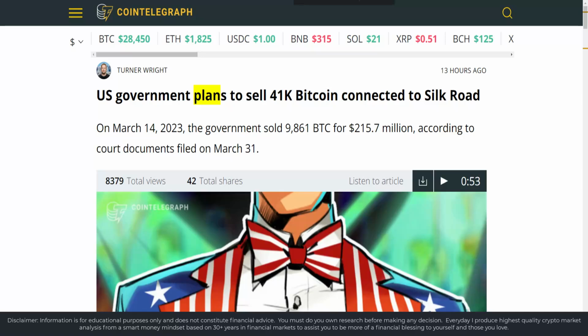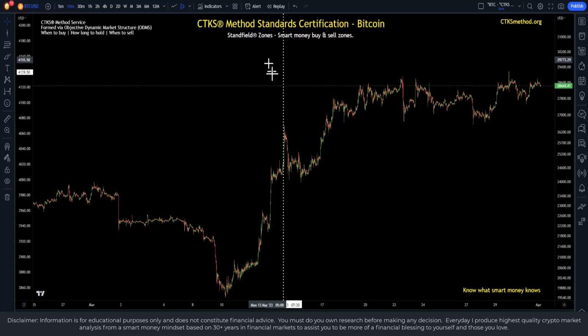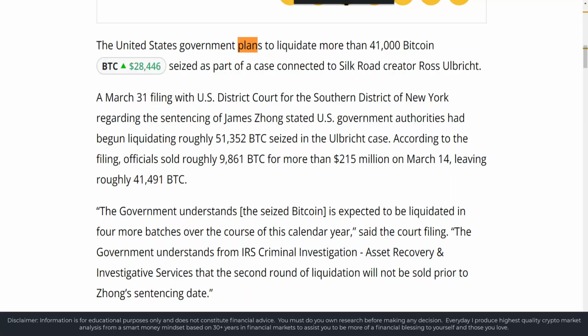Will it dump it? If it was going to dump it, it would have sold all the Bitcoin that it confiscated, those 51,352. It's more likely to sell around 10,000 Bitcoin. We don't know this for sure, but it seems to be the way they're working now. And of course, when we look at 10,000 sells in Bitcoin, it really didn't alter the price too much, and there was a pretty rapid recovery as well.